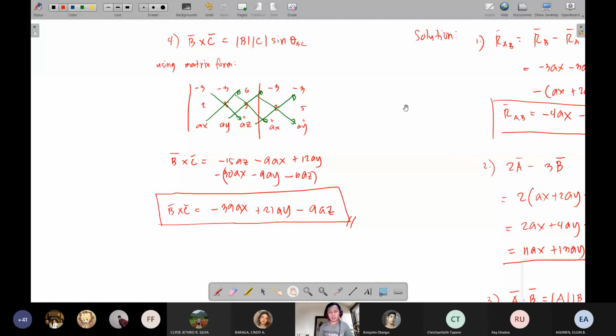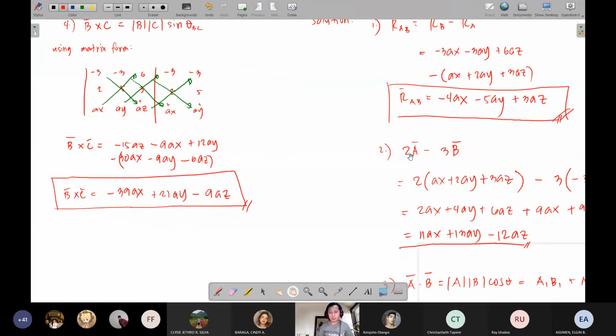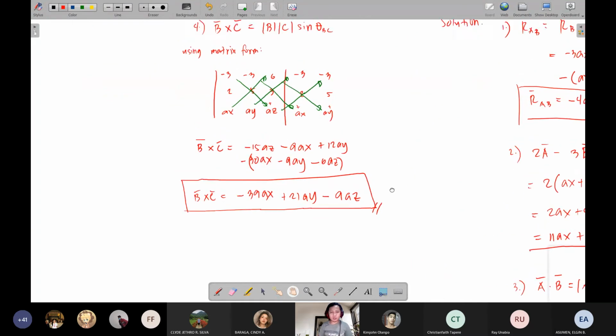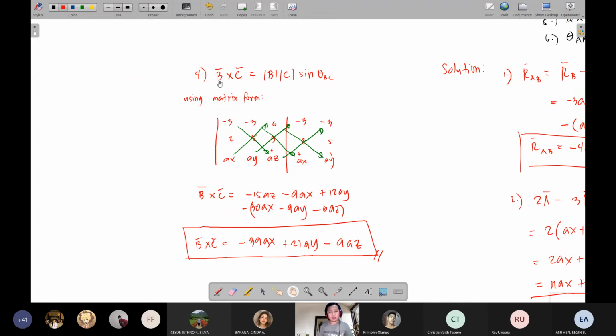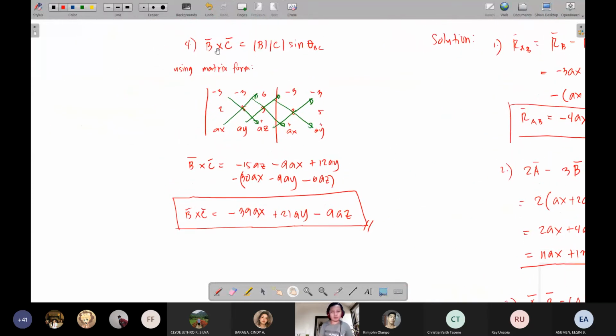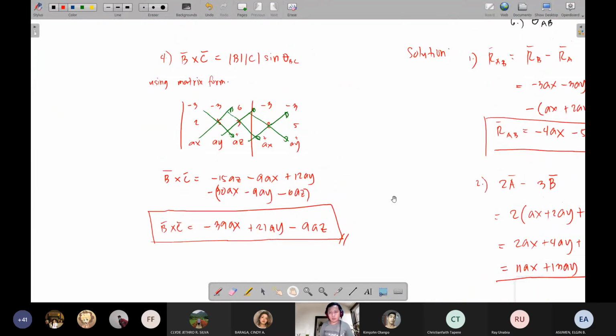Again, take note that for the dot product, you can apply the properties of multiplication. So A dot B can be the same as B dot A. But for the cross product, B cross C will not be equal to C cross B. So the properties of multiplication are not applicable for the cross product, only for the dot product. Okay? So you have B cross C. Any questions so far?